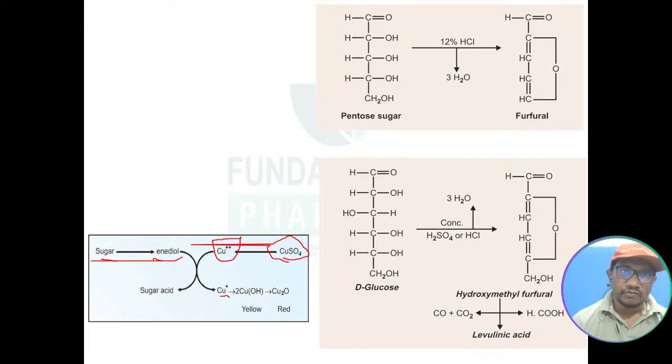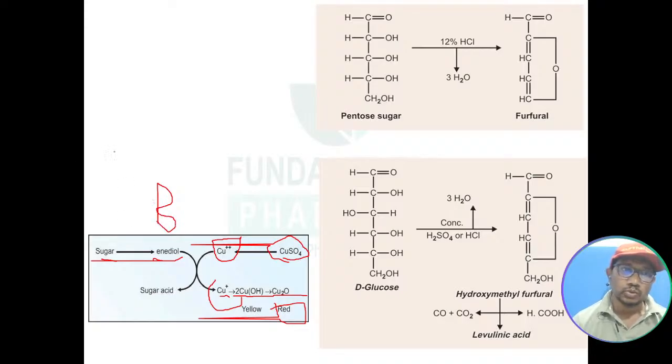So enediol, they are reactive, they get oxidized due to the cupric ion. Cuprous ion is converted into cupric ion. Now cupric ion, है ना, combines with the hydroxide to make cuprous oxide, which is having red color. So this is the basis of Benedict reagent. एक टेस्ट है आपका बेनेडिक्ट टेस्ट.